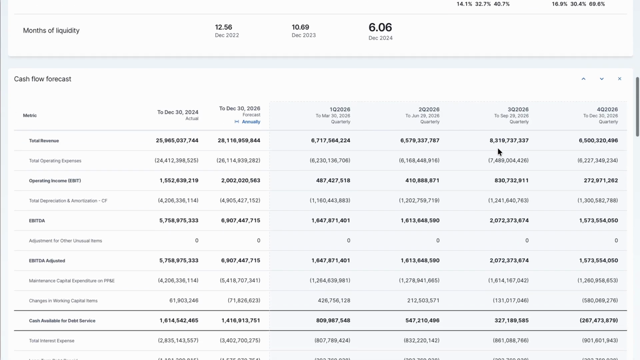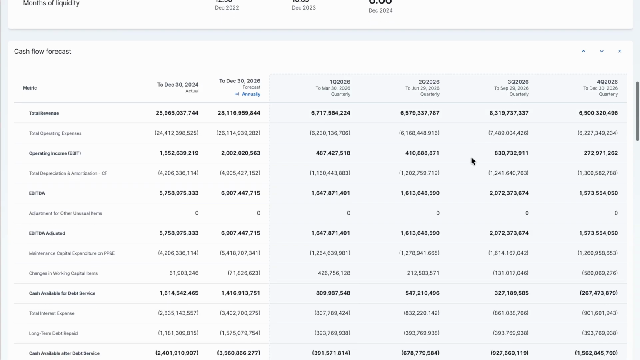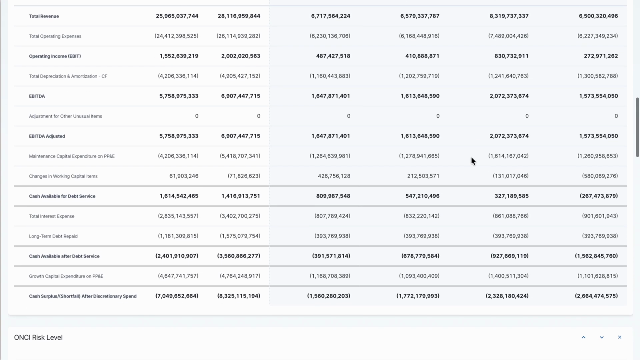Moving down, we see a quarterly cash flow forecast, including revenue, EBITDA, interest expense, and projected cash surplus or shortfall. This is forward-looking, built from the borrower's actuals and ONCI's sector-level drivers, combined with macroeconomic scenarios applied directly to credit metrics like DSCR and leverage. That's what makes these forecasts uniquely credit-specific and uniquely ONCI. In this case, you can see a deteriorating trend in cash available after debt service and a predicted shortfall after discretionary spend, a signal that warrants deeper review or escalation.